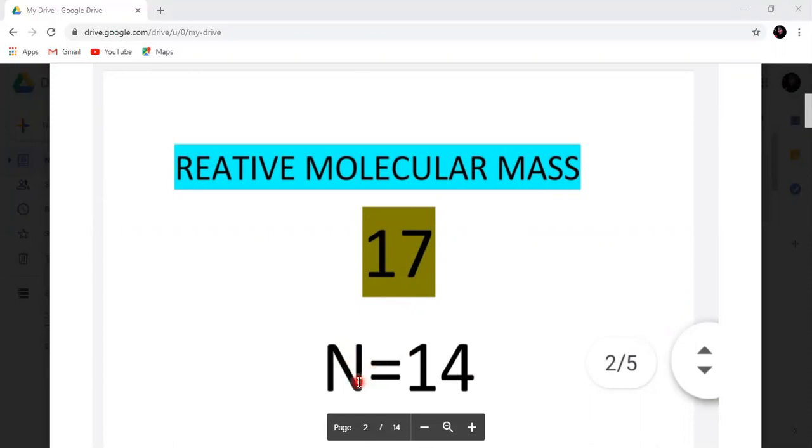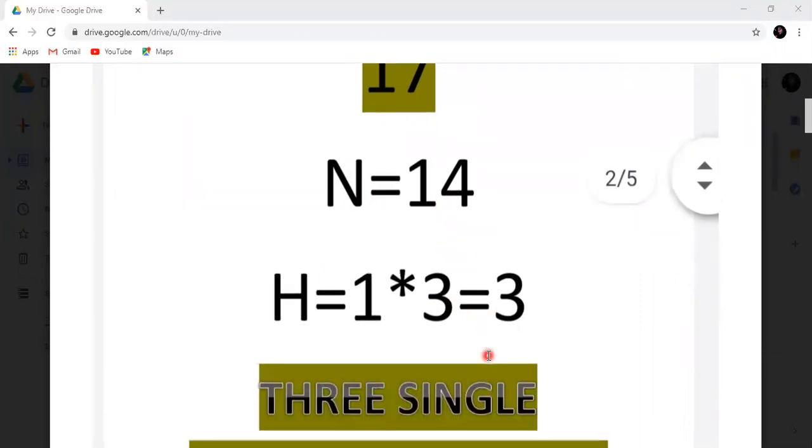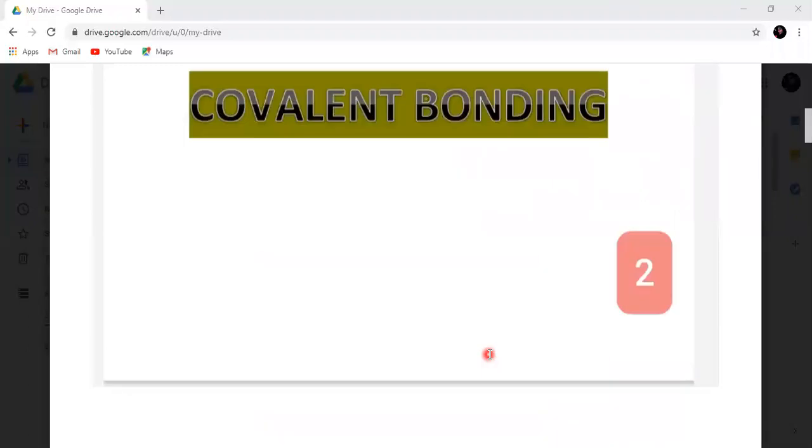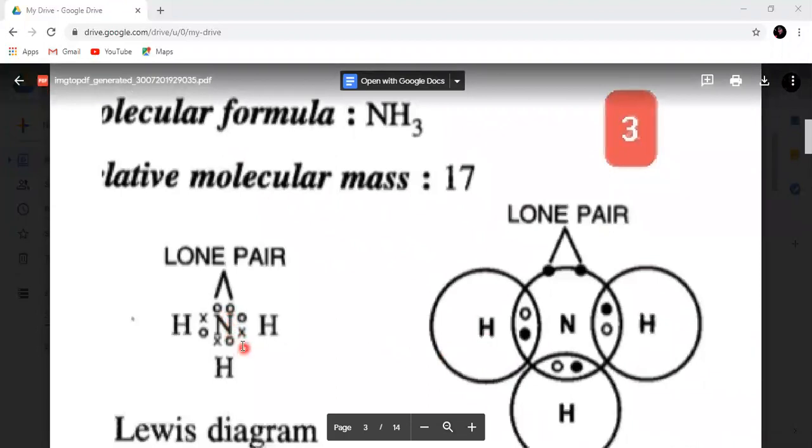As you know, the formula of ammonia is NH3. In that, nitrogen has atomic mass 14, hydrogen has atomic mass 1 into 3, that is 3. 14 plus 3 comes to 17. In case of ammonia, if we consider its structure or Lewis diagram, or you can say the electron dot structure, I have highlighted this one.